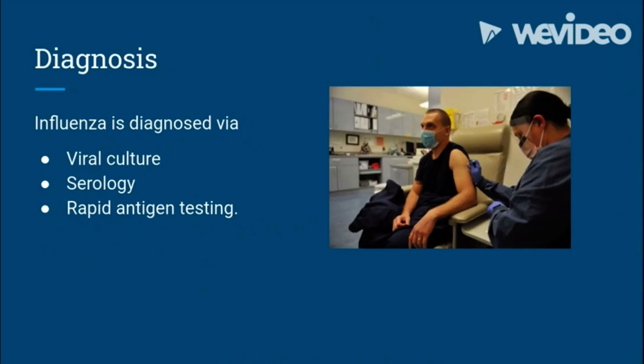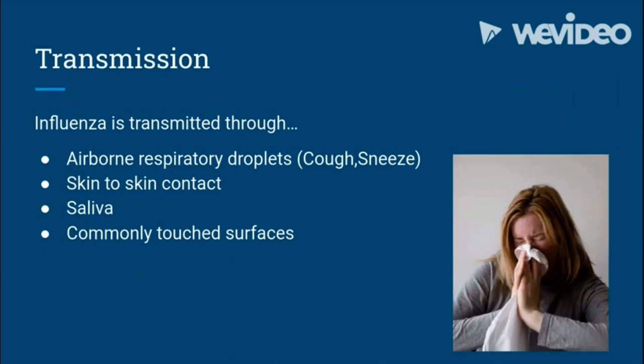Diagnosis. Influenza is diagnosed via viral culture, serology, and rapid antigen testing. The transmission. Influenza is transmitted through airborne respiratory droplets such as coughs and sneezes, skin-to-skin contact, saliva, and commonly touched surfaces.